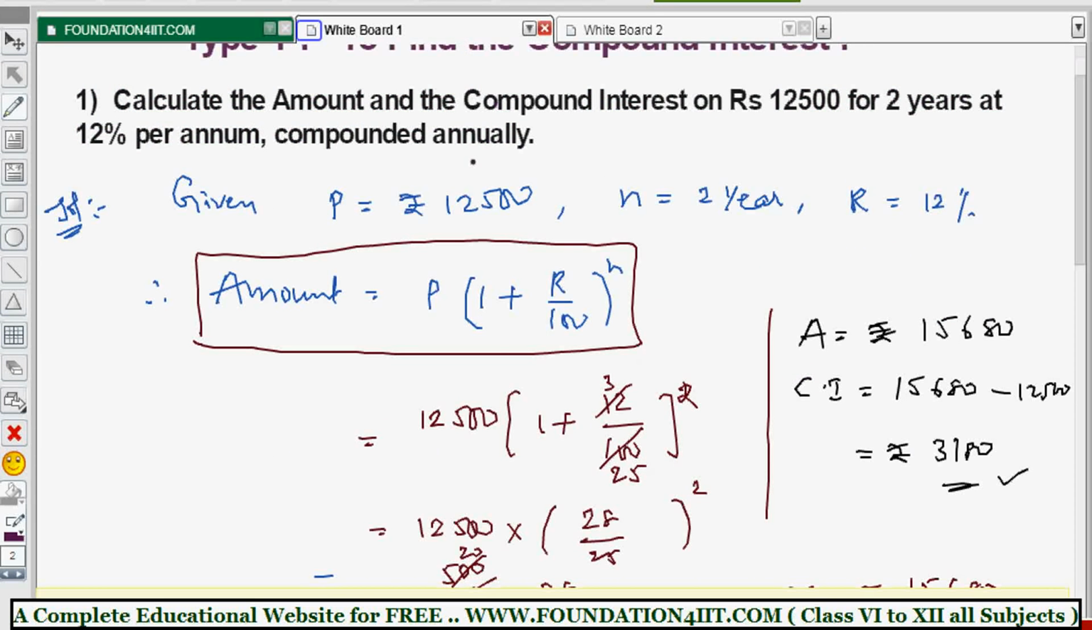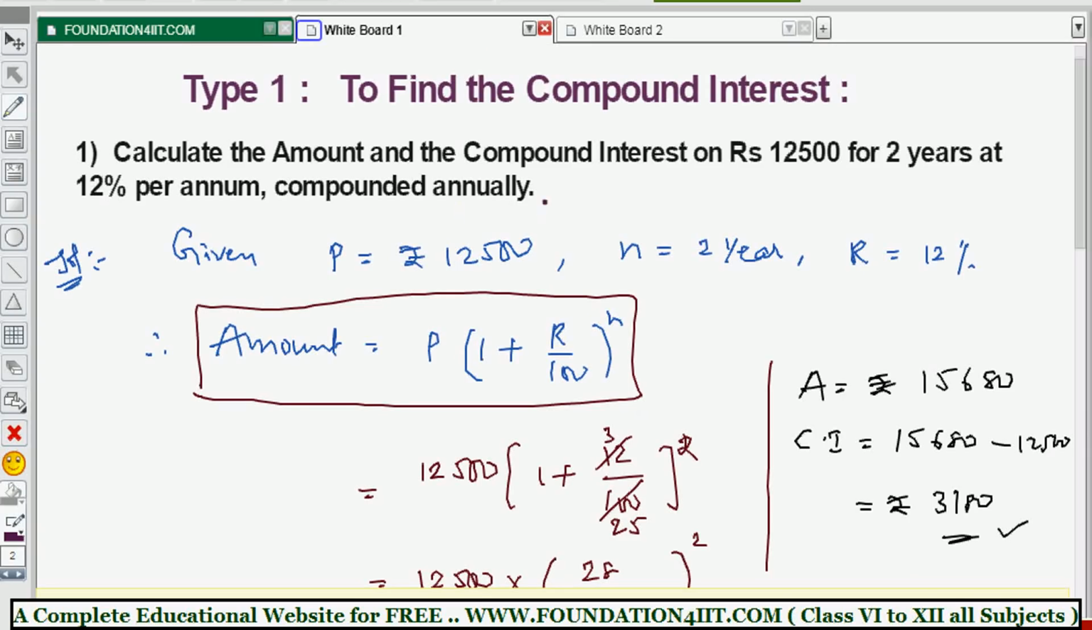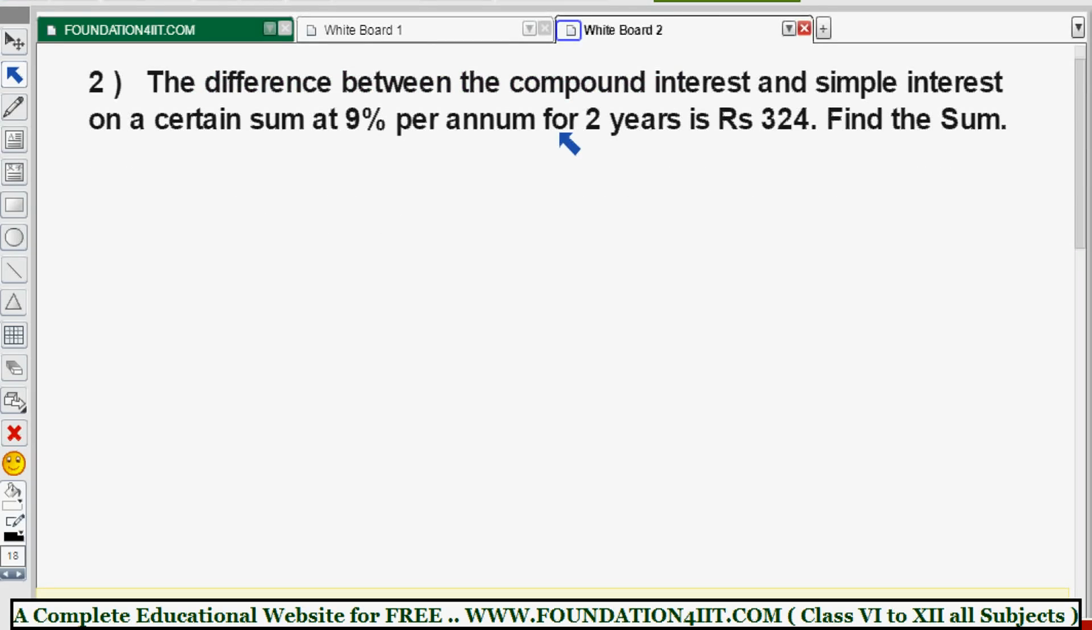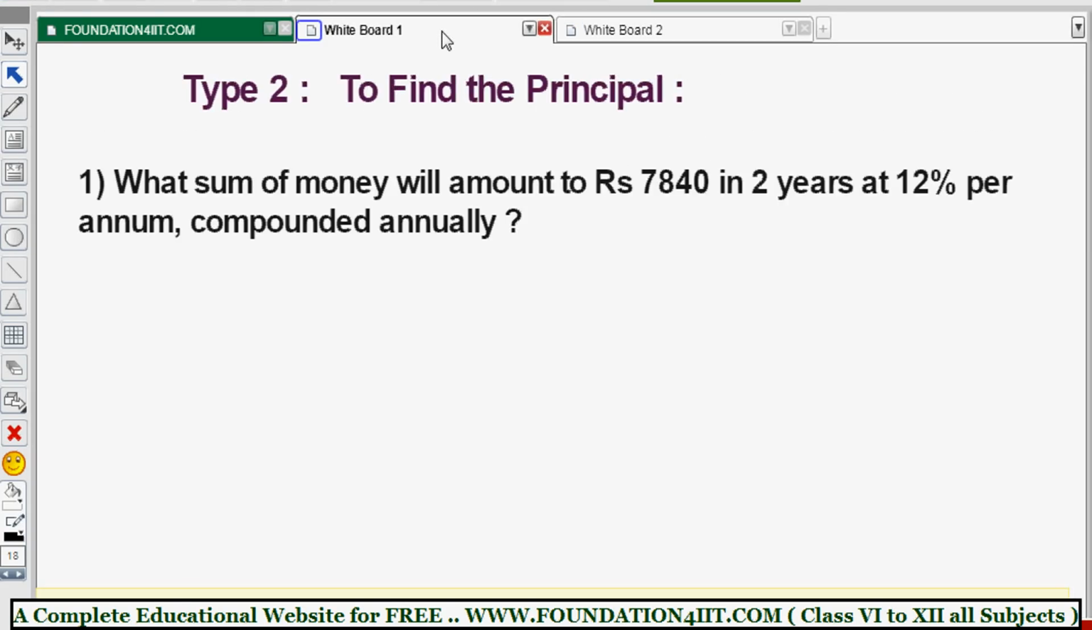Now this is type 1, the first type, how to find the compound interest. Next we'll see how to find the principal when some other things are given. How to find the principal, we'll see. So here, how to find the principal when the amount, time and rate of interest, these three, are given. And I'll show you one more problem, when the difference between compound interest and simple interest is given. So let us see this first. And the methods are the same for every problem, just the numbers change.